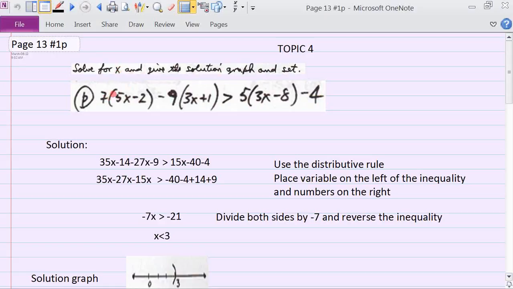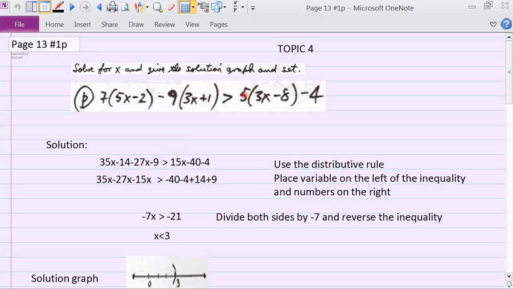First thing we're going to do is remove this set of brackets, this set of brackets, and this set of brackets. We're going to use the distributive rule and get rid of the brackets. So plus 7 times plus 5x gives us 35x. Plus 7 times minus 2 gives us minus 14. Minus 9 times plus 3x gives us minus 27x. And minus 9 times plus 1 gives us minus 9 on the left side.